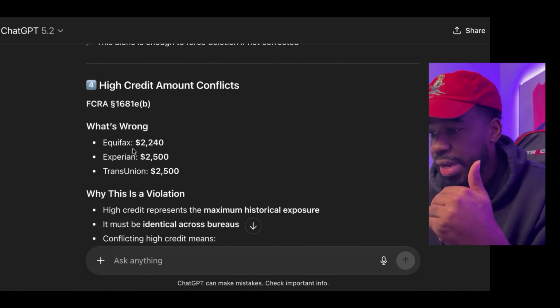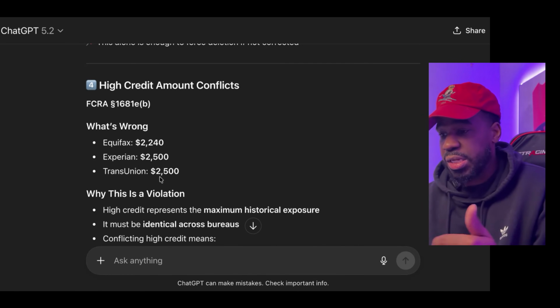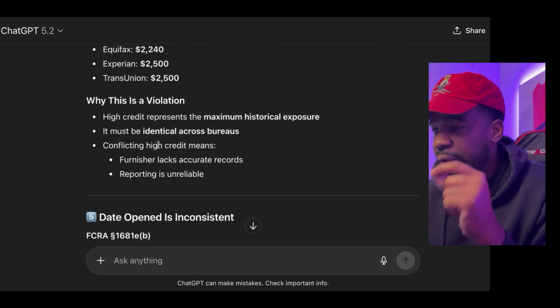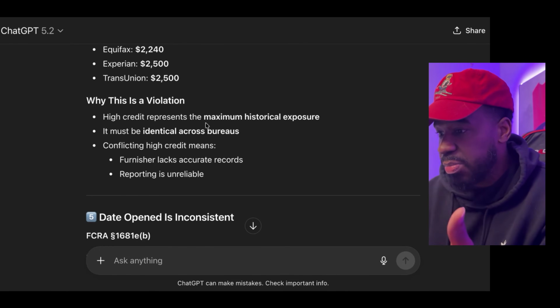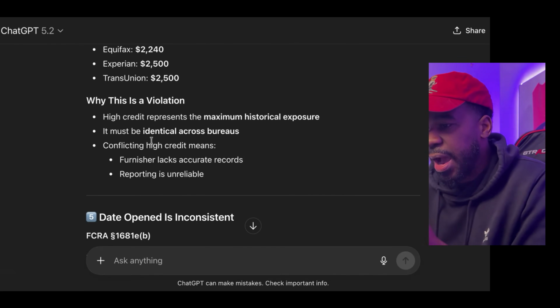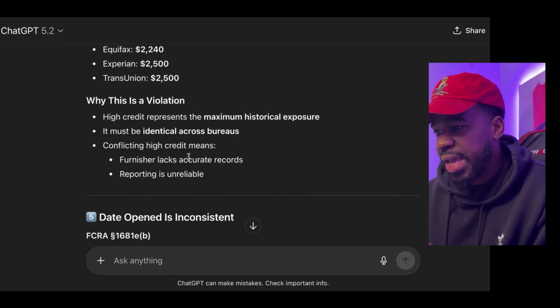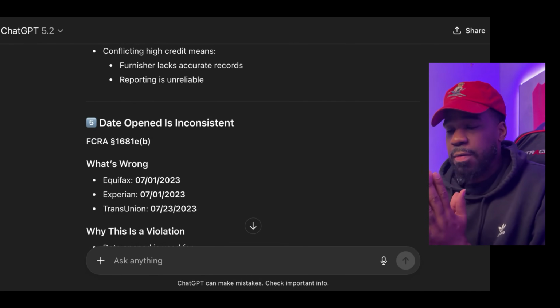All right, number four, high credit amount conflicts based off of this specific law. What's wrong? Equifax shows this, Experian shows this, TransUnion shows this. Why is this a violation? High credit represents the maximum historical exposure. It must be identical across Experian, TransUnion, and Equifax. Conflicting high credit means the furnisher lacks accurate records. Reporting is unreliable.